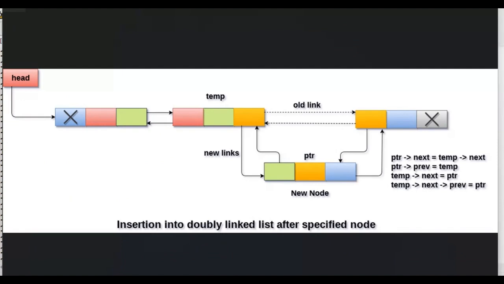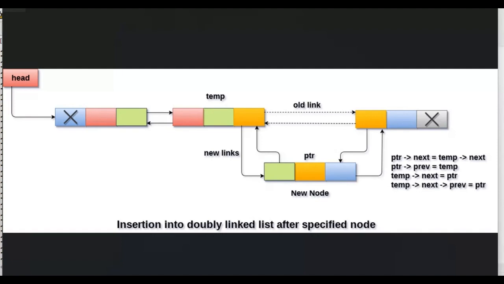This is the new node, right? New node's next is equal to temp's next. So this and this are the same, since it is temp's next. New node's previous is equal to temp. Then temp's next is equal to new node. Temp's next previous is equal to PTR, the new node. Okay, I hope you understand. Temp's next previous is equal to PTR.